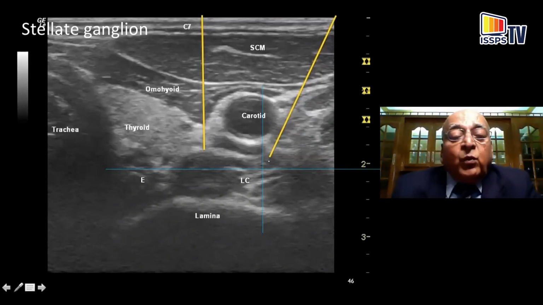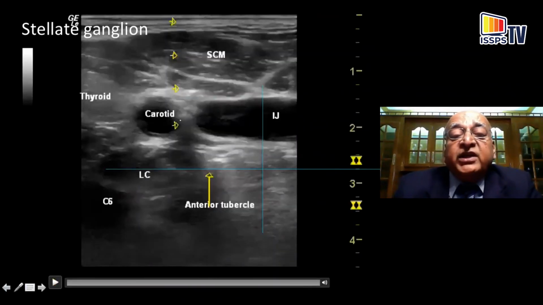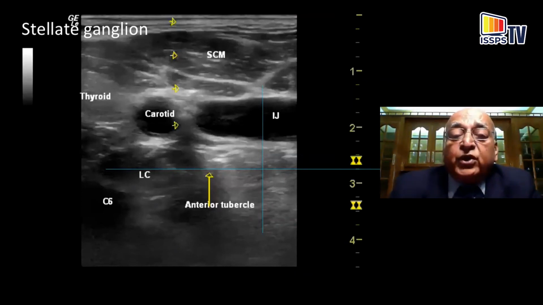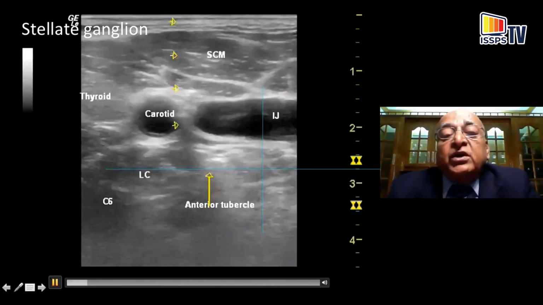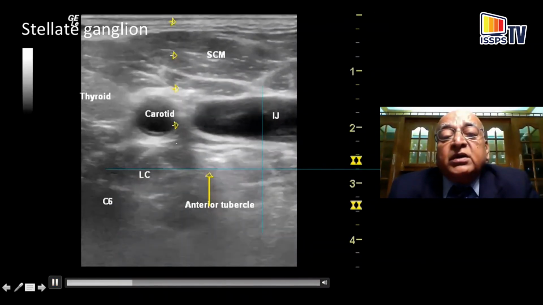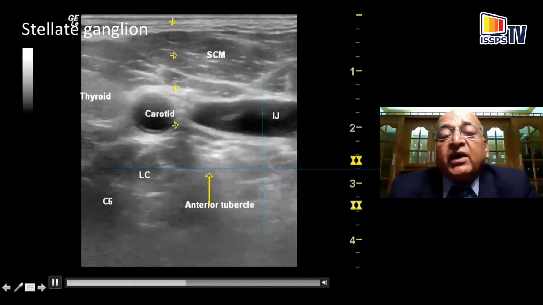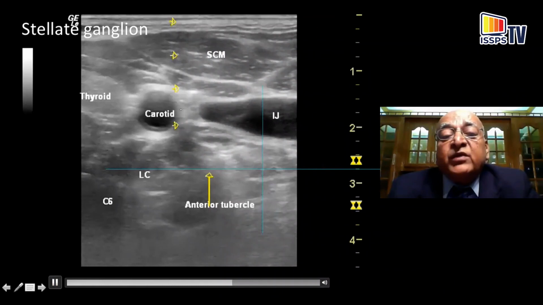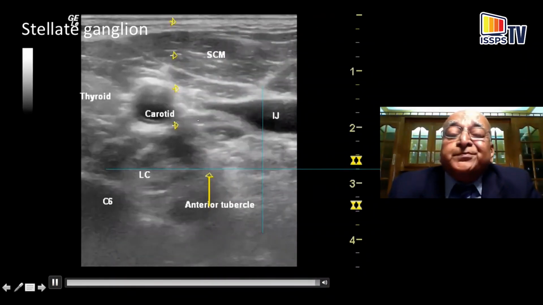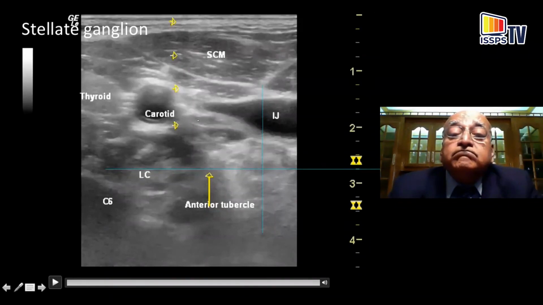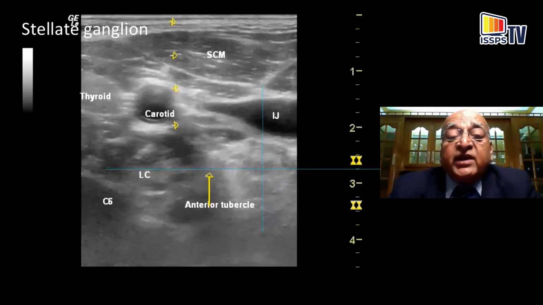Now, you can also be cavalier by injecting between the carotid and IJ if that is the only possible location for you based on your trajectory planning. And here I'm showing you how you can approach in an out-of-plane approach between the carotid artery and the IJ without damaging either one of them and injecting into the cervical sympathetic chain at this level.